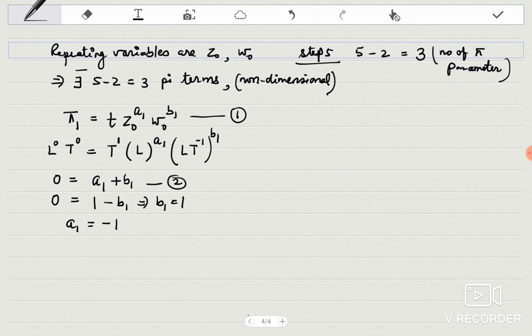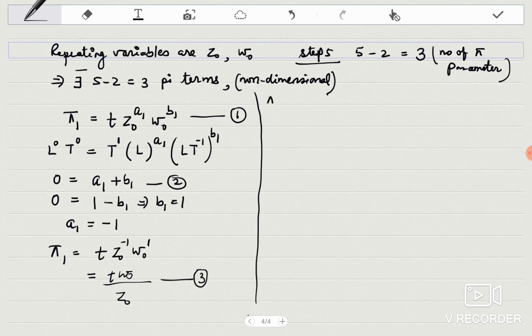Now substitute these values in 1, and pi 1 is equal to t, z naught raised to the power a1. a1 is minus 1, and w naught raised to the power b1. b1 is 1. So you get your first non-dimensional parameter, t w naught divided by z naught. You can very well check its dimensions. This will be 0. It will be a non-dimensional parameter. Now similarly, I would find the next one. Next parameter is pi 2.